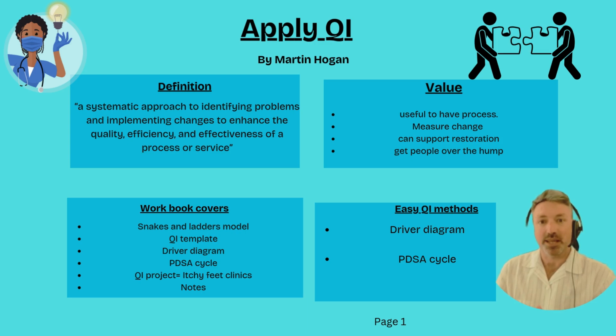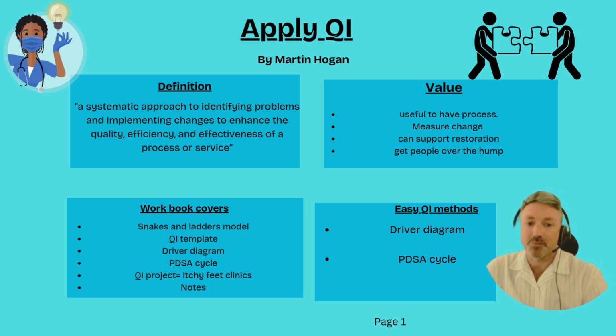So how I want to engage my chief executive isn't by going around telling him how lovely everything is. It's by showing him the data of how effective or impactful I have been, or the work that we have done as professional advocates within the organization. The whole purpose of QI is to provide value, so it's useful to have a process, have measures for change that you can share and demonstrate your impact, and it can support restoration as well.